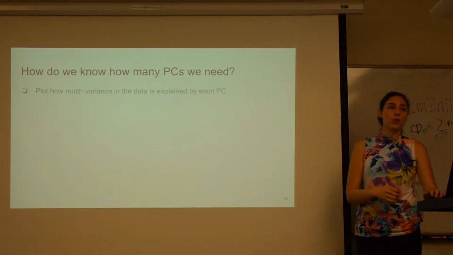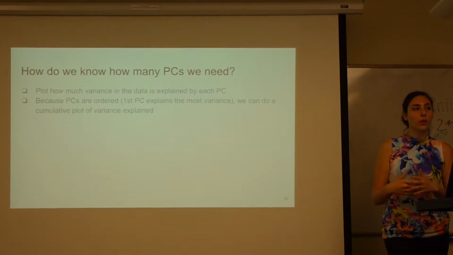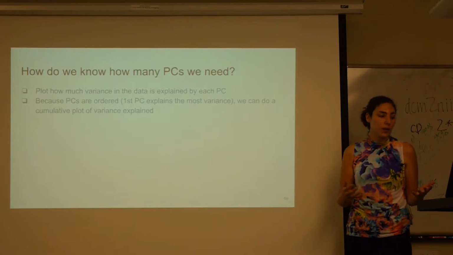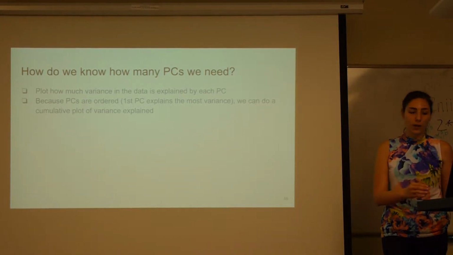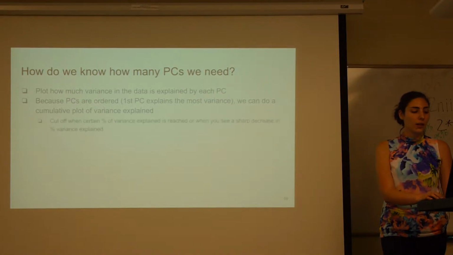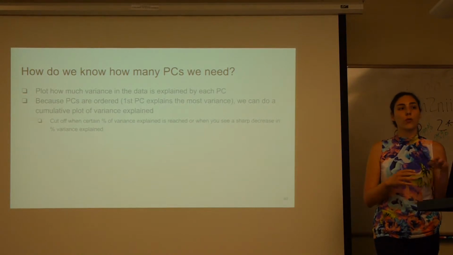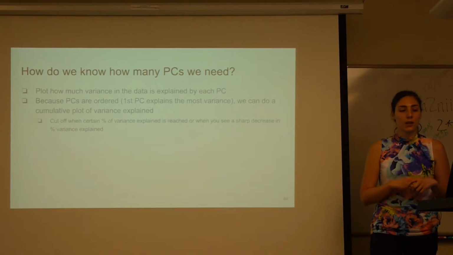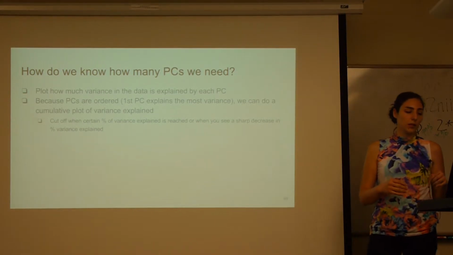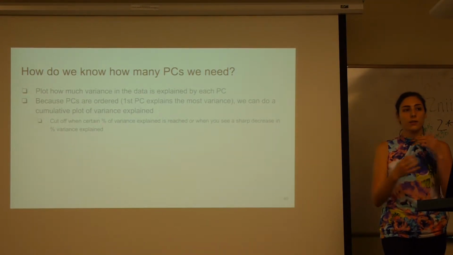We can also determine how many PCs we need in a heuristic way. We can plot how much variance is explained by each PC. Because they're ordered from the one that explains the most variance, we can do a cumulative plot of the variance explained, and then cut off wherever we think we've explained enough variance, or look for a large difference in variance explained between consecutive PCs.